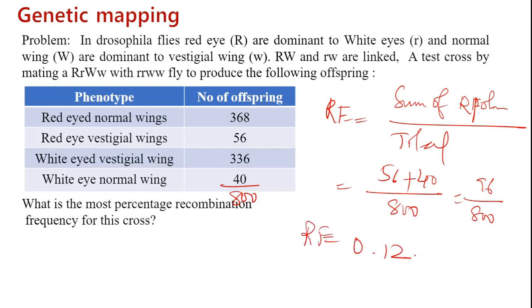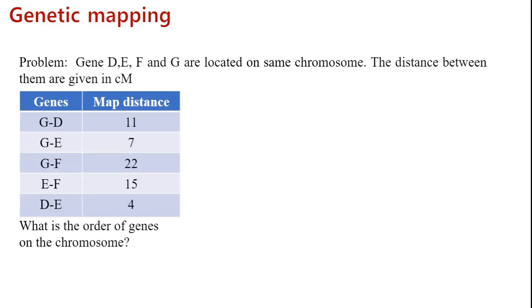You want to multiply that by 100 to get the percentage. If you do that, definitely 12% will be the recombination frequency, right? The percentage of recombination frequency is equal to 12%. Why? Because they asked for percentage here. Otherwise, the recombination frequency will be 0.12. Sorry. Next, we'll move on to one more problem here.